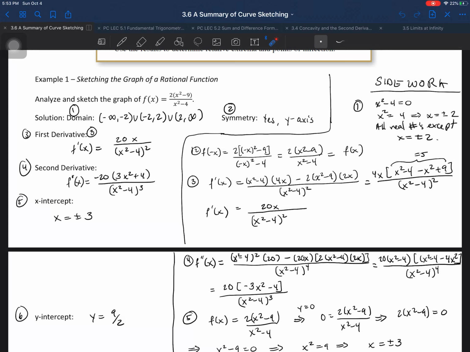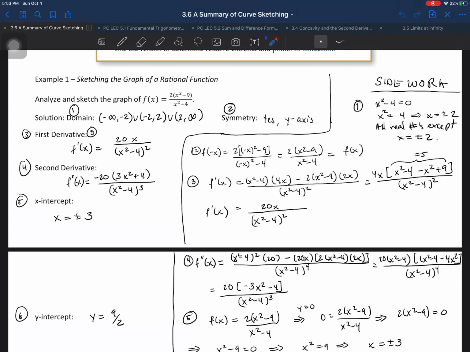Then we're going to check whether this is symmetric or not, and if yes, with respect to what. The way we check for symmetry is we plug in negative x for x in the function, and you can see how that went. What I did there was plug in negative x, because this was being squared, so negative x squared will be positive x squared. Same thing here. And so we end up getting the same equation. What does that tell us? That this is symmetric with respect to the y-axis. So it's going to reflect across the y-axis.